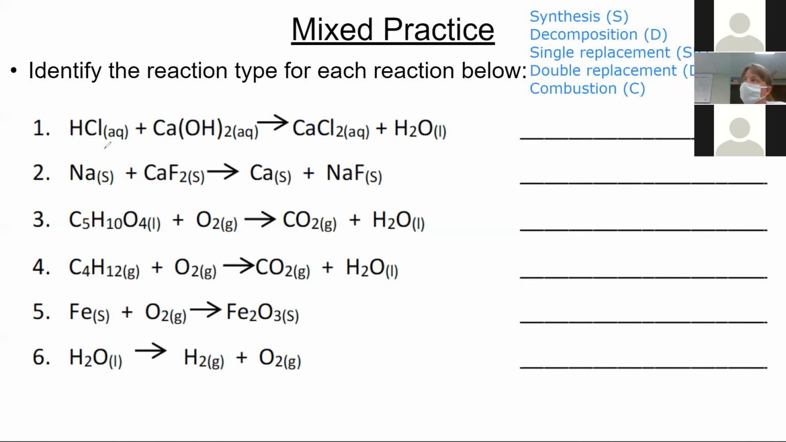Okay, so Bryce, number 1, what type do you think that is? Is it double replacement? It is double replacement. Good. How did you come up with that? What pattern did you see? Or was it a lucky guess? I kind of guessed on that. You kind of guessed on that. Okay, does anyone want to help out? How do we know this first one is double replacement?